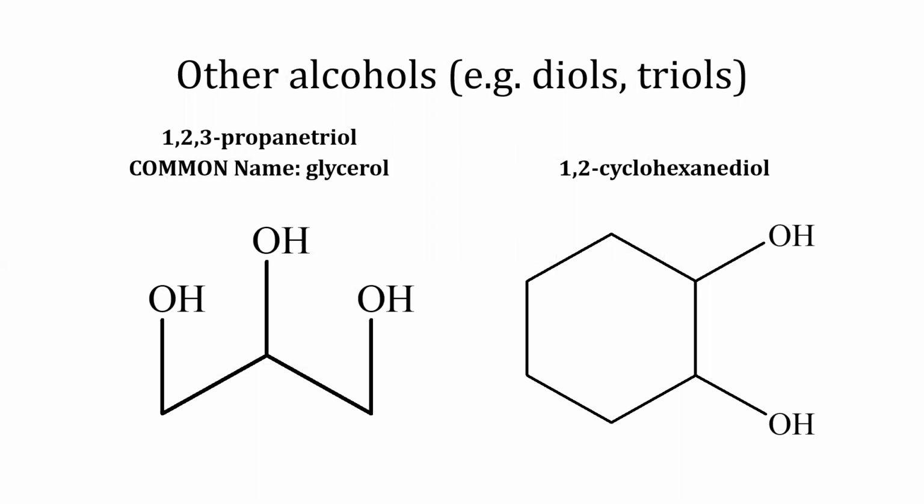Here are a couple examples of a diol and a triol. The left structure is 1,2,3-propanetriol, which is commonly known as glycerol. The right structure is 1,2-cyclohexanediol.